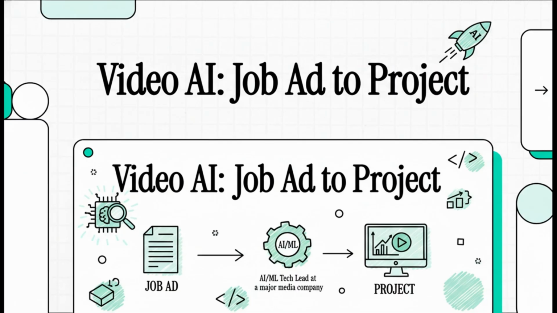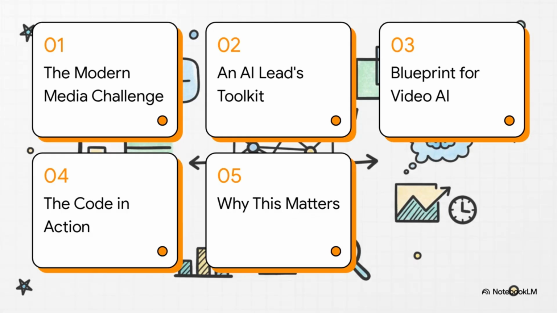So let's break this thing down and see what it takes to build a project that actually lands you the interview. Okay, so here's our game plan. First, we need to understand the huge problem that media companies are wrestling with. Then, we'll unpack the specific toolkit an AI lead needs to solve it. After that, we'll sketch out the blueprint for our project, take a peek at the code that makes it all tick, and finally, we'll talk about why this whole thing is such a game changer.